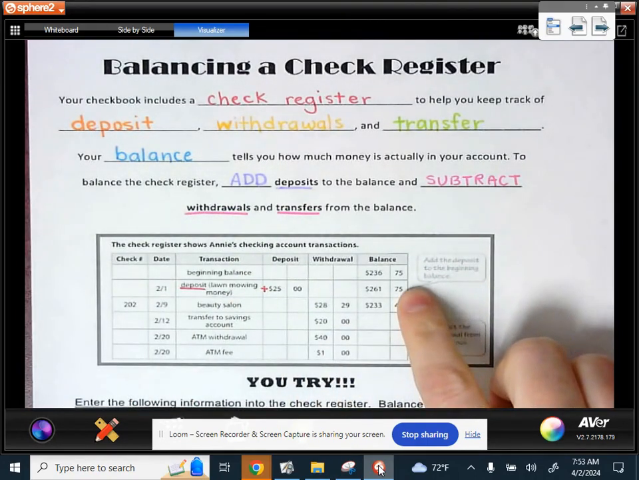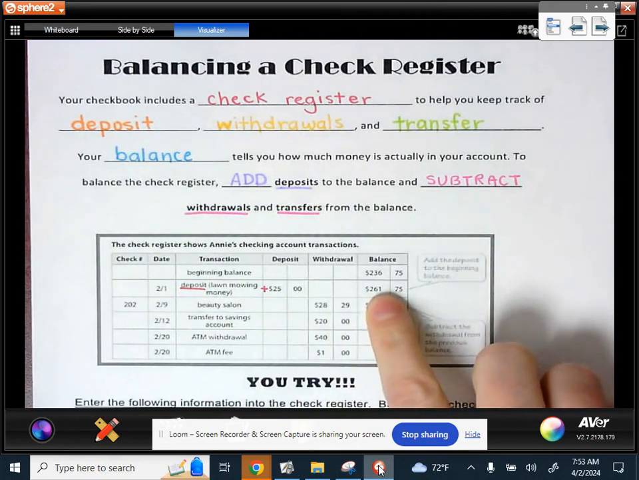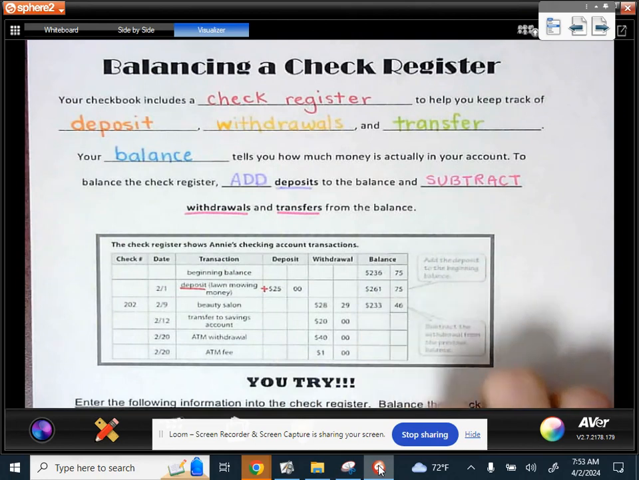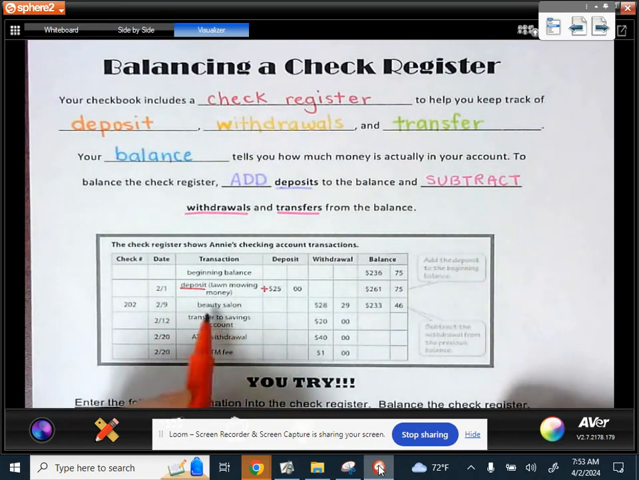So here they've done $236.75 plus $25. That gave them a new balance of $261.75. Then they went to the beauty salon. This one has a check number, so that means they wrote a check. We always put the date of the transaction and a little description of what the transaction was.